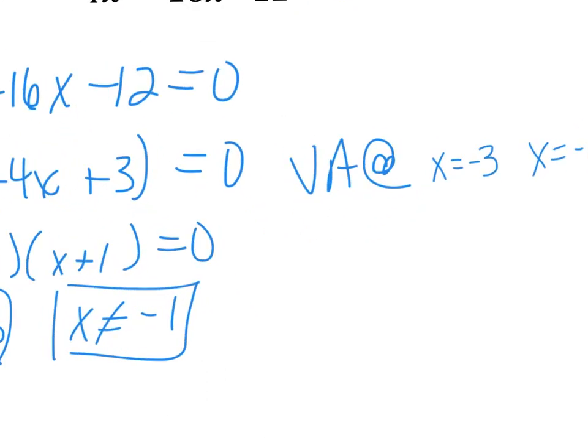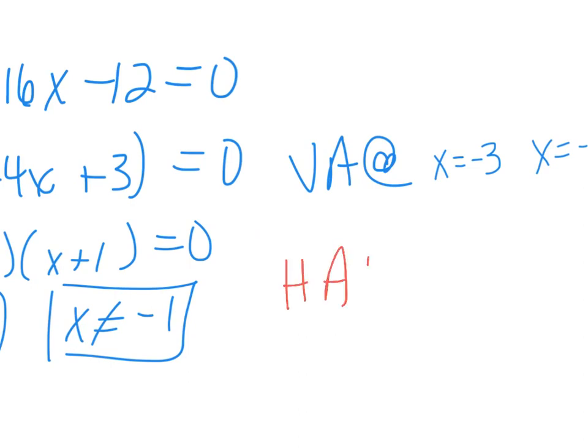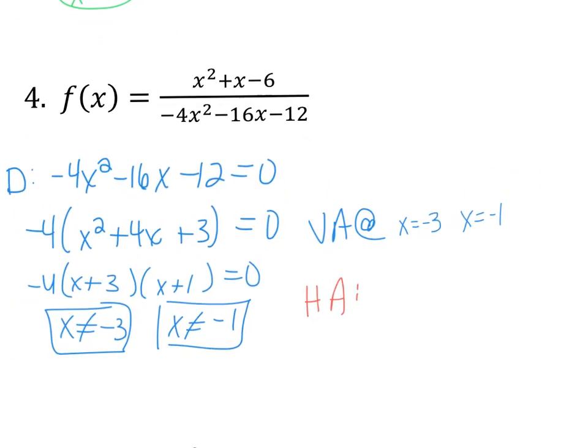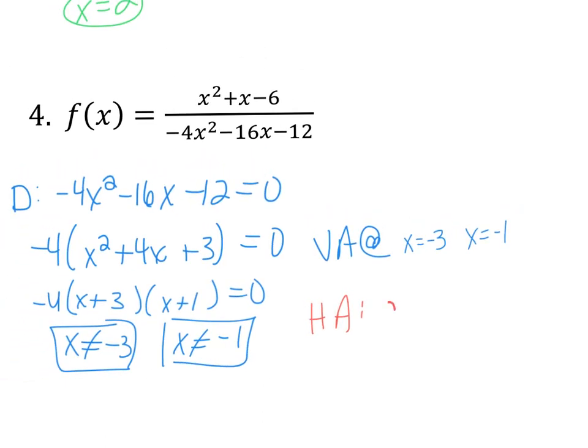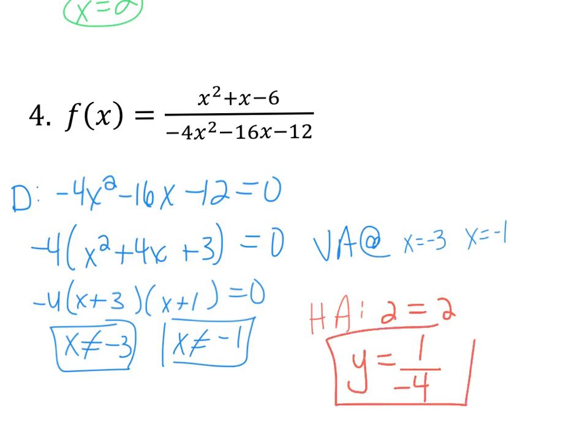So next we're going to find our horizontal asymptotes. How do I find my horizontal asymptote? Degrees. So numerator degree is 2, denominator degree is 2. What's the relationship? Equal. So I have the leading coefficient of the top over the leading coefficient of the bottom. The numerator's is 1. The denominator's is negative 4. So my horizontal asymptote is at y equals negative 1/4. Think about a horizontal line. It's going to go through what axis? The y. Yep.